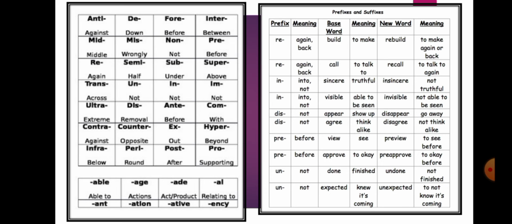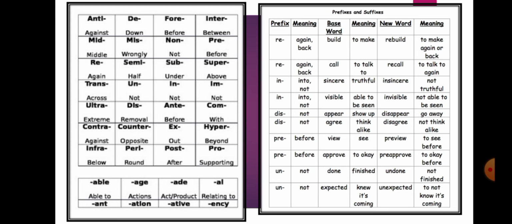Next, trans. Trans means across. For example, translation. So we are going to translate something. And the next one is un. Un means not. As we discussed earlier, unable, unlike, unclean, unemployment.